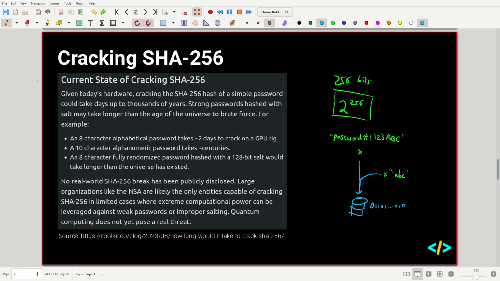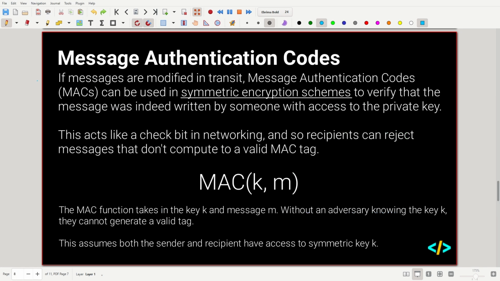Because that's what's actually protecting the password. Okay, so this was also something that was in the slides, message authentication codes. Now, if messages are modified in transit, message authentication codes, also called MACs, can help. Don't get these confused with MAC addresses. They're very different. But MACs can be used in symmetric encryption schemes to verify that the message was written by someone with access to the private key.